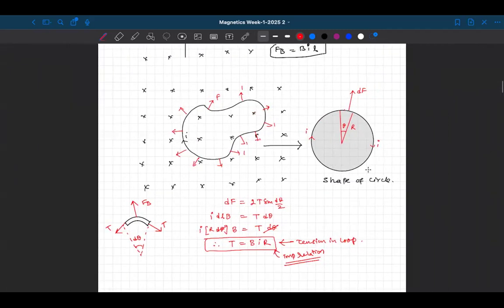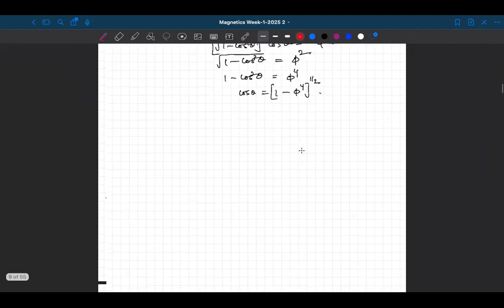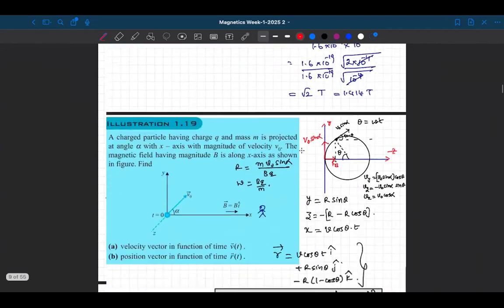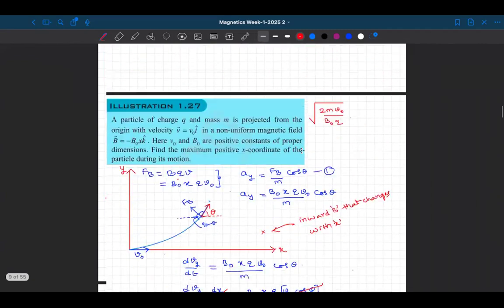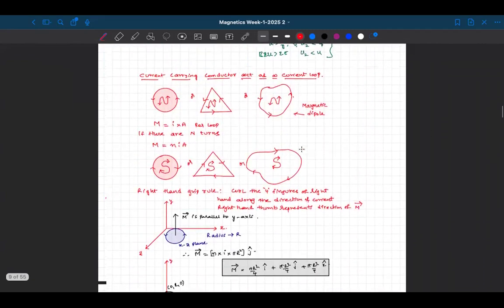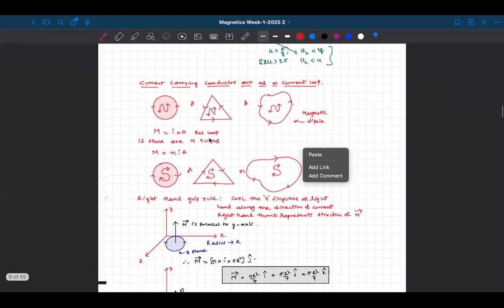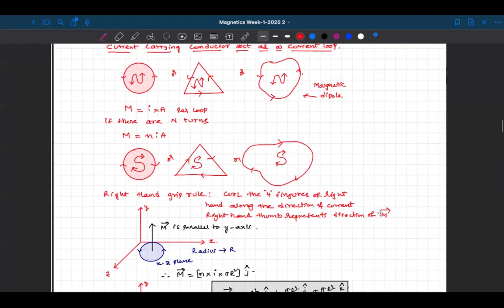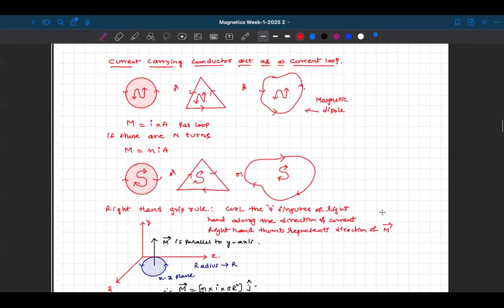I have just introduced the force on a current element. Now, because of this force, different issues will trigger. What are they? Because of this, a current carrying conductor will also act as a magnetic dipole. You will see some proof related to this next week, but that part is involved here only. A current carrying loop will behave like a magnetic dipole.